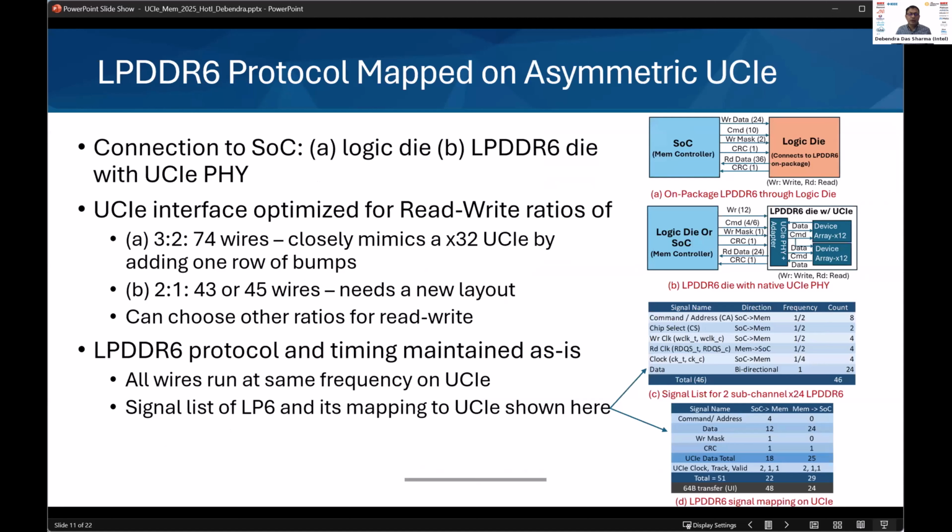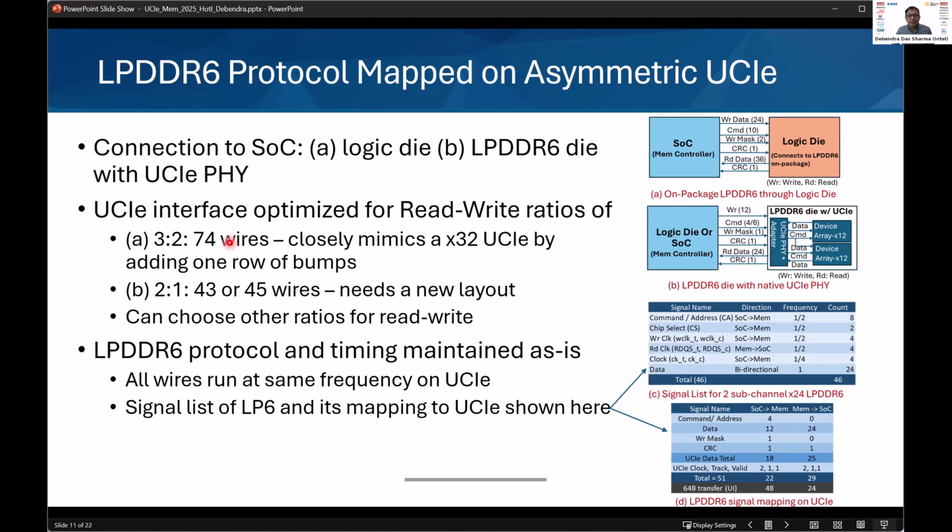So now let's look into the LPDDR6 protocol mapped onto an asymmetric UCIe link. Now there are two categories like we talked about. One of them is where there is a logic die, and here the memory controller is on the SoC, and the logic die acts as a multiplexer, demultiplexer. The other one is a native connection to an LPDDR die using UCIe. The UCIe is asymmetric because we are optimizing for read and write ratios differently. In general, you expect more reads than writes, and again, you can go with a different ratio. And then there are certain things, like command, that only move in one direction. That's the reason why it is asymmetric in nature.